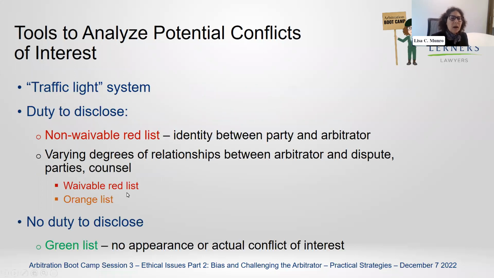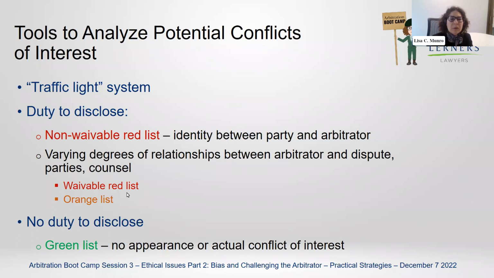So the IBA guidelines use what we call the traffic light system: red, orange, and green. And there is a duty to disclose when the circumstances fall within the red or the orange list, and no duty to disclose when they fall within the green list, because there is no appearance or actual conflict of interest. And there is both a waivable red list and a non-waivable red list.